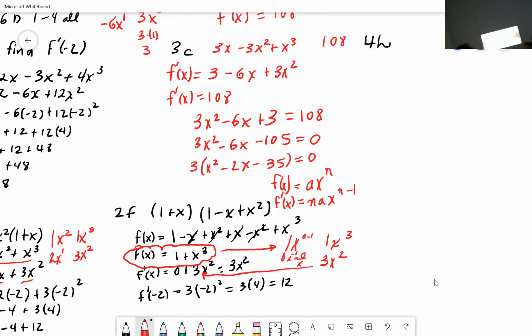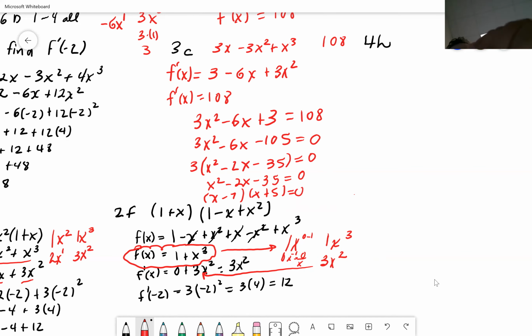Make sense? So far, so good, right? If I divide both sides by 3, what do I have left? Agreed? I can do that. If I divide both sides by 3, 3 cancels and 0 divided by 3 is just 0. You can see that's easily factorable, right? x minus 7 times x plus 5. And you can see that the two answers are x equals 7 and x equals negative 5. And that's it.